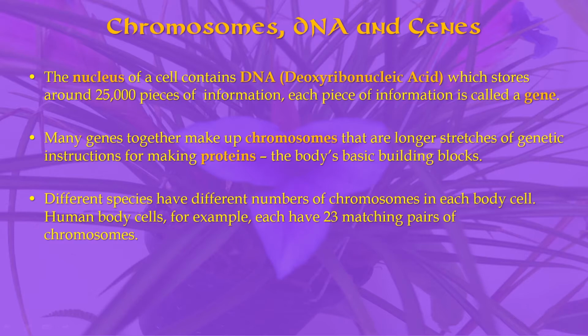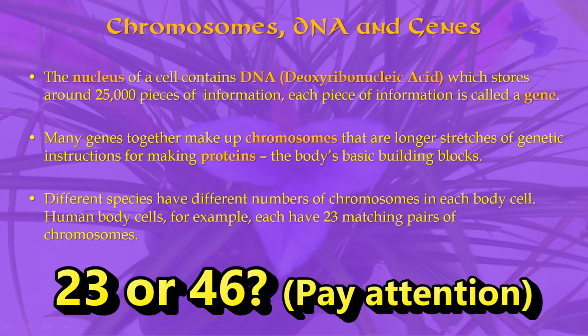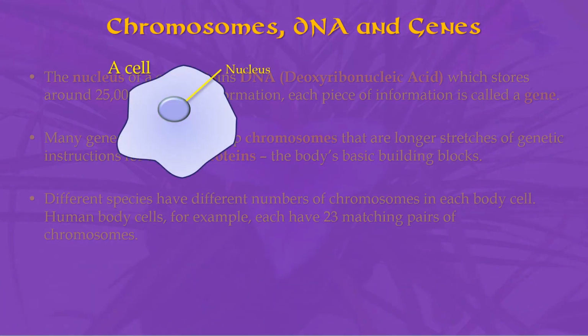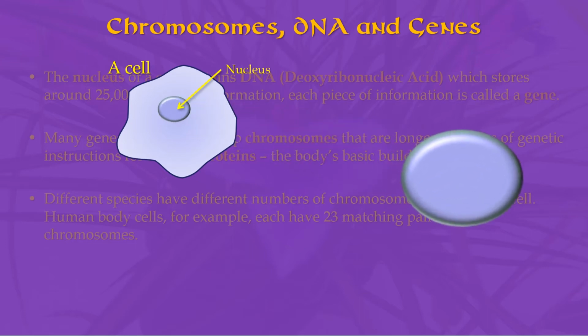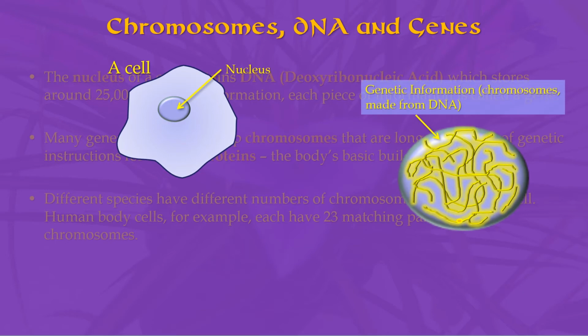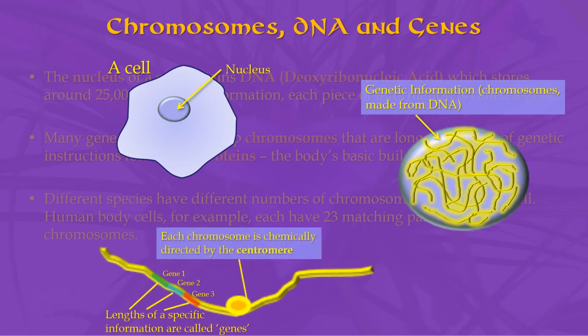Of course, different species have different numbers of genes and different numbers of chromosomes in their cells. Human body cells, for example, each have 23 pairs of chromosomes, a total of 46 chromosomes altogether in each body cell. If we look at this schematic diagram, you can see the diagram of a cell, which you have probably seen before. All of the genetic material is wrapped up inside the nucleus in chromosomes. As we said above, chromosomes are stretches of information, and each chromosome can be divided up into genes.